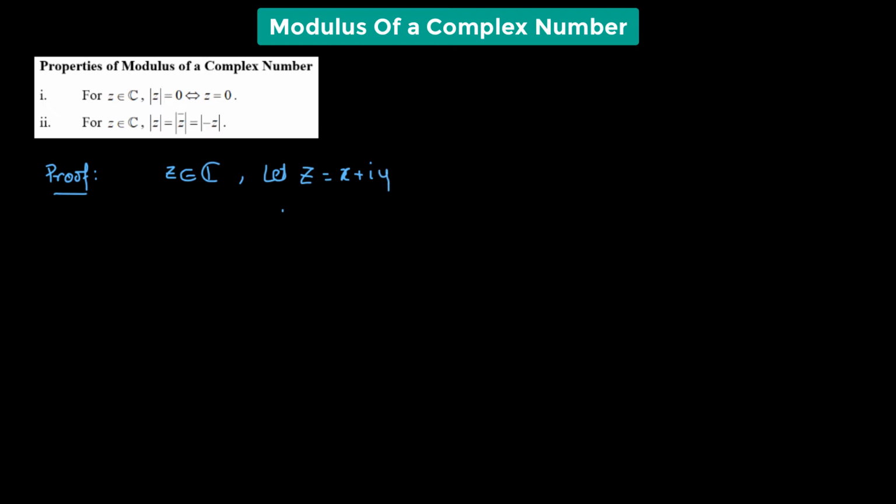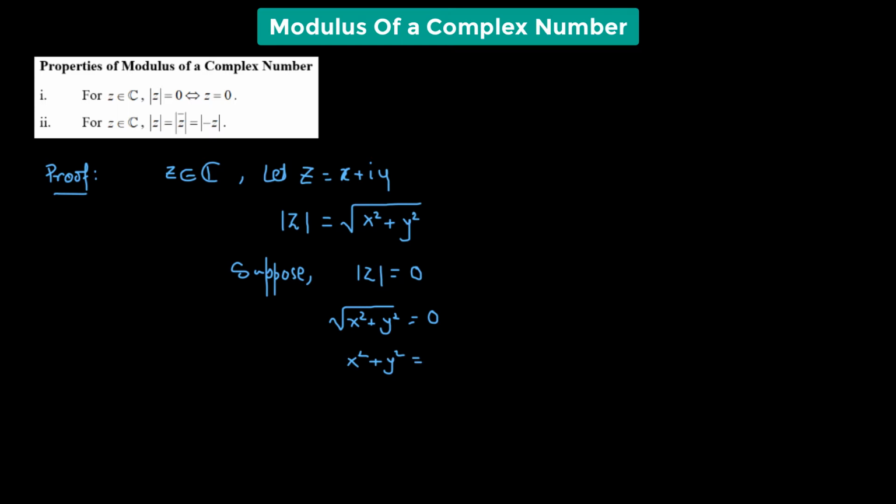Now we find out the absolute value. So the absolute value of the complex number z will simply equal the square root of x squared plus y squared. Now suppose the absolute value of z is equal to 0. So that would mean that the square root of x squared plus y squared is equal to 0, or we can say that x squared plus y squared is equal to 0.